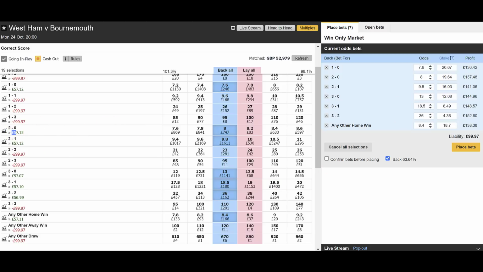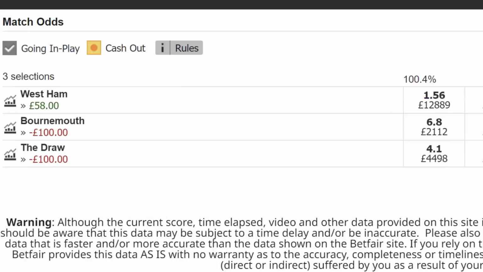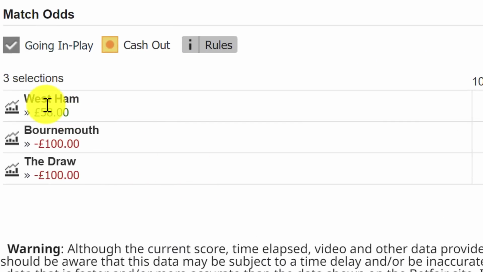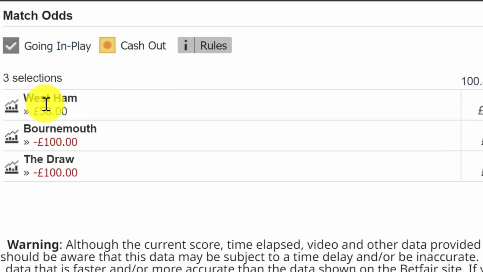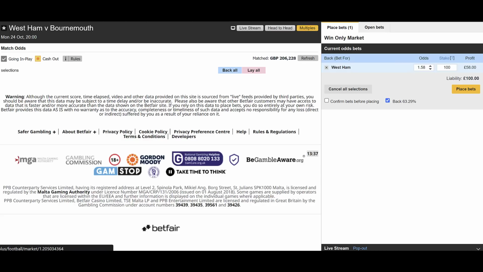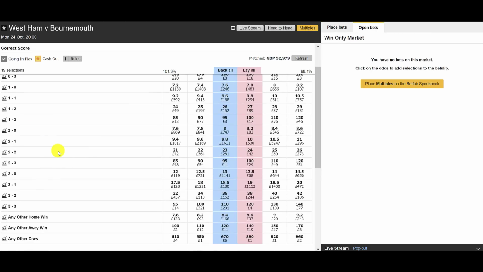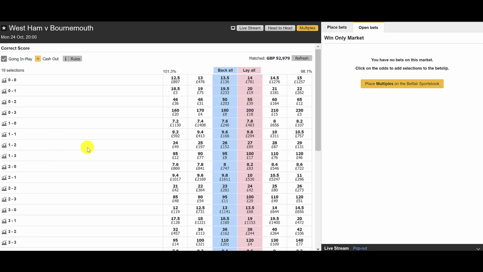However, let me show you something. If we were to go to the match odds market and just back the West Ham win, that actually gives us £58 of profit potential. So there's no edge in that, and you're just complicating things if you were to do that. I just want to point that out because that is a typical newbie error. So what you want to do when you're trading the correct score market is back a lower amount of scores because that will increase your profit potential. Otherwise, you may as well just stick to the match odds market.